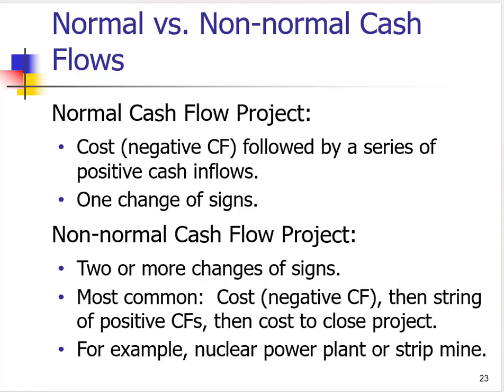So there is only one change in sign. A non-normal cash flow is where you might have more than one change in sign. So you have a negative cash flow followed by a bunch of positives, then maybe a negative followed by some more positives. These non-normal cash flows, and I don't like the word non-normal. I don't know how else to describe it, but non-normal makes it sound like it doesn't happen very often. But they happen all the time in manufacturing.